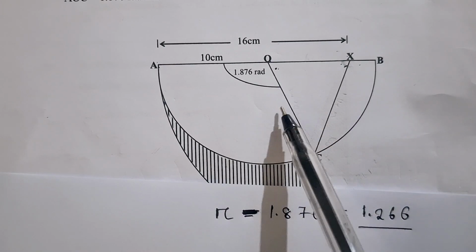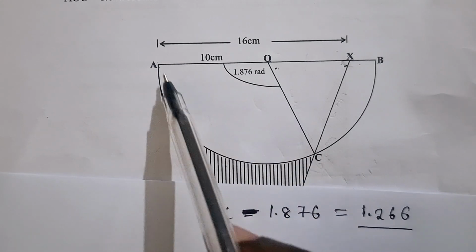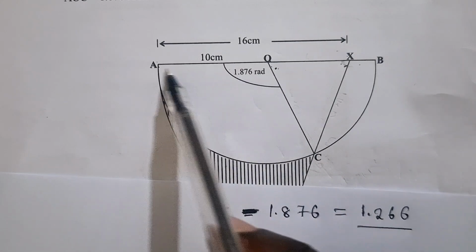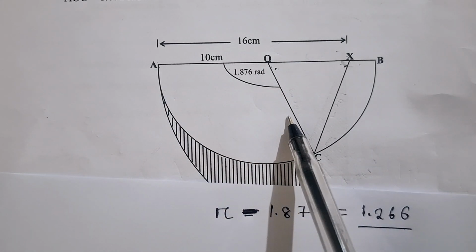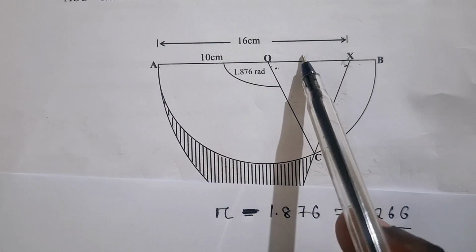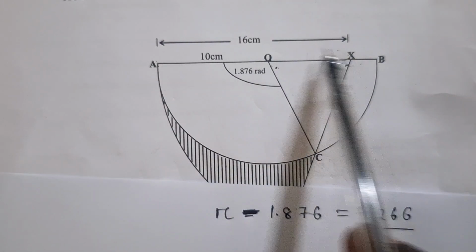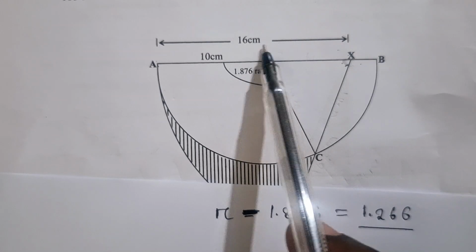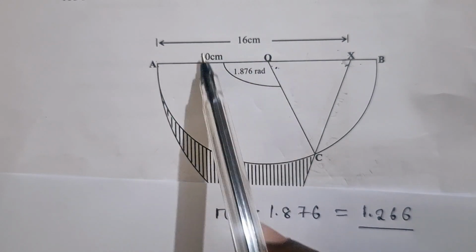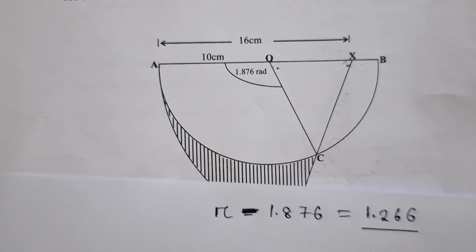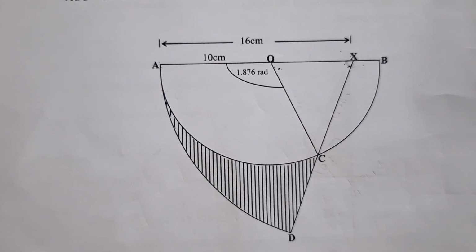Now my idea will be to find this other side. I know that this side is 10 centimeters because this is a sector. This is the radius from the center, so it's equal to this side. This is also 10 centimeters, while this side is 6 centimeters. We've been given 16 from A to X, which is 16 centimeters, while from A to C it's 10 centimeters. We'll just say 16 minus 10, which gives us 6.